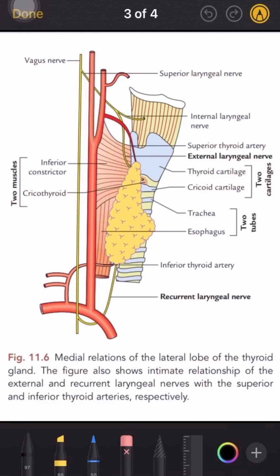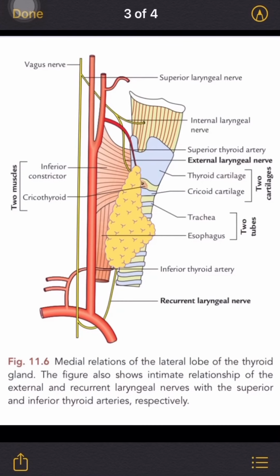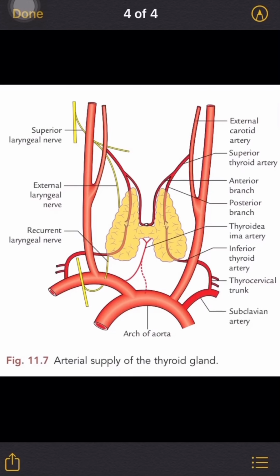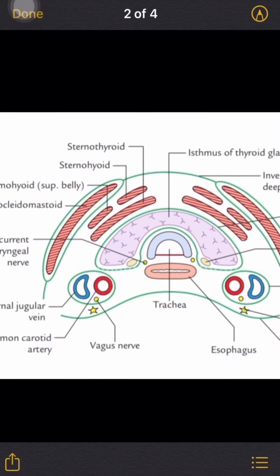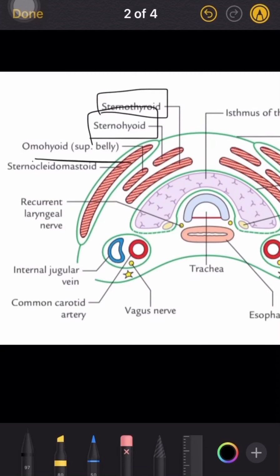The relations of the base of the thyroid gland are two. One is the inferior thyroid artery and the second one is the recurrent laryngeal nerve. The lateral surface has three strap muscles. One is the sternothyroid, then the second is the sternohyoid and the omohyoid, that is the superior belly, and just a part of the sternocleidomastoid, which is nothing but the anterior part of the sternocleidomastoid.